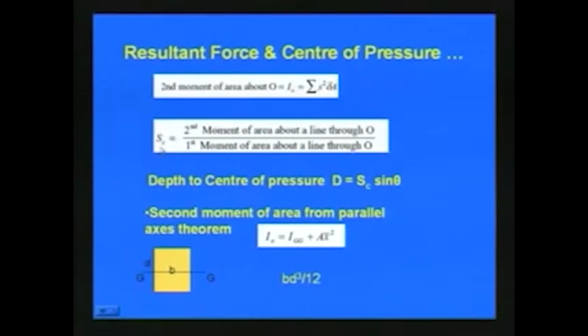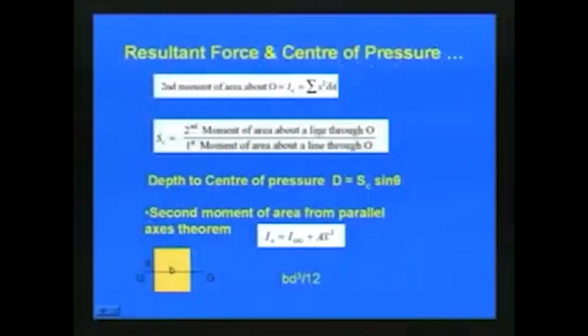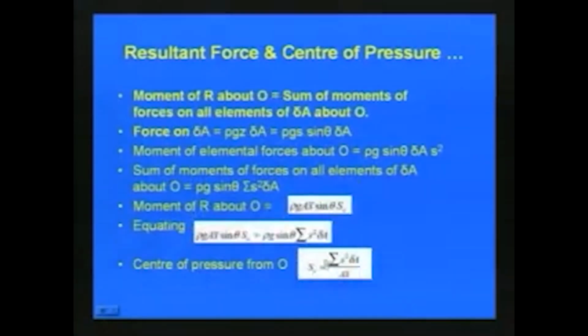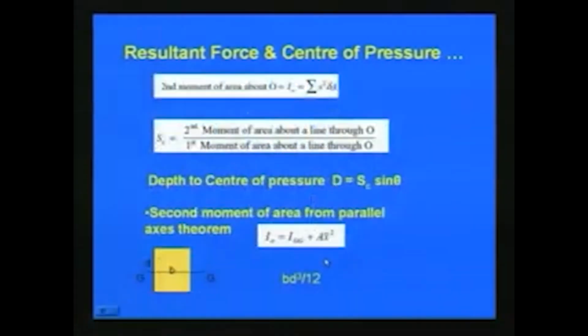So, finally, this SC can be written as a ratio of the second moment of area about a line through O to the first moment of area about a line through O. So, SC is equal to the second moment of area about a line through O divided by the first moment of area about a line through O. So, that is what we have already seen, this center of pressure is SC. And then the depth of center of pressure D is equal to SC sin theta, since we are considering an inclined plane as in the previous slide.